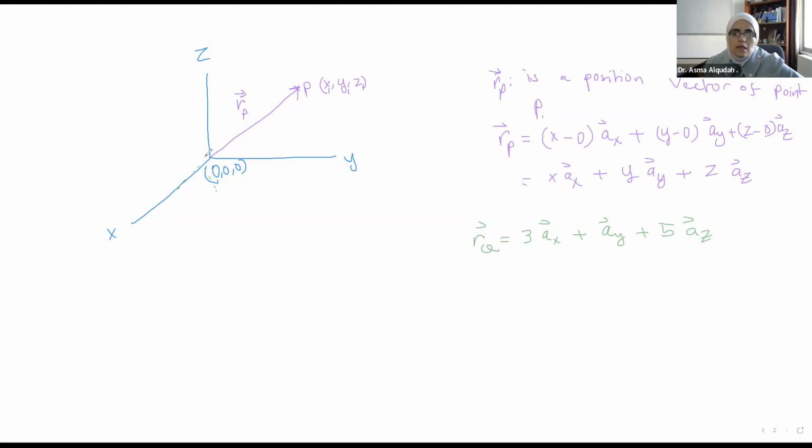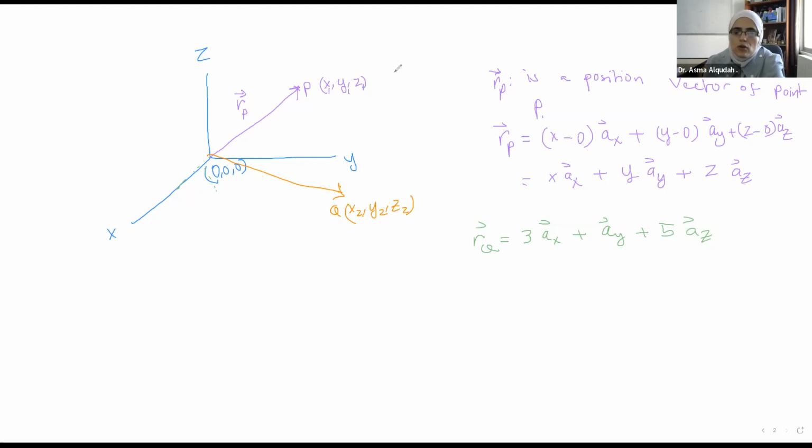Okay, and let's say we have another point in the space, and that point is called Q. Let's say Q is here. This is point Q, okay? And Q has coordinates which are x2, y2, and z2.